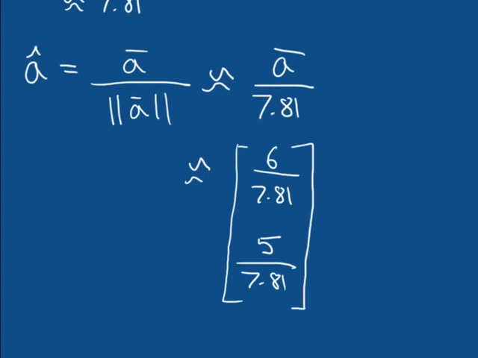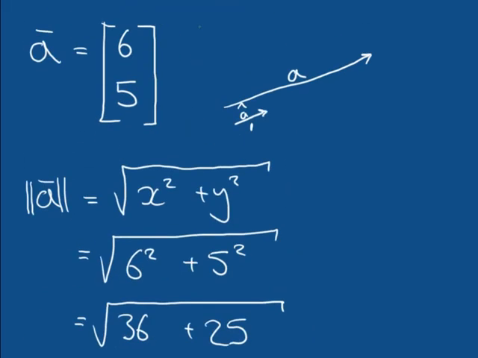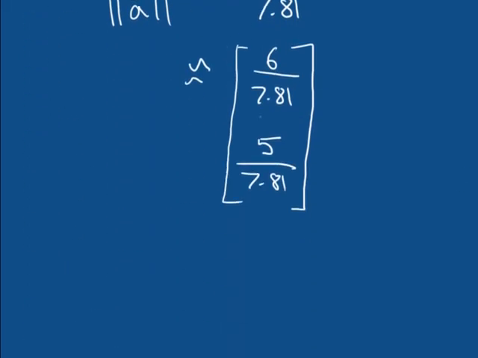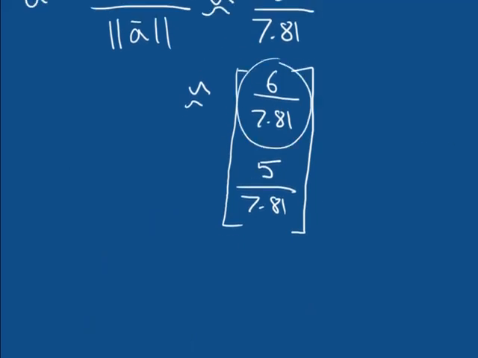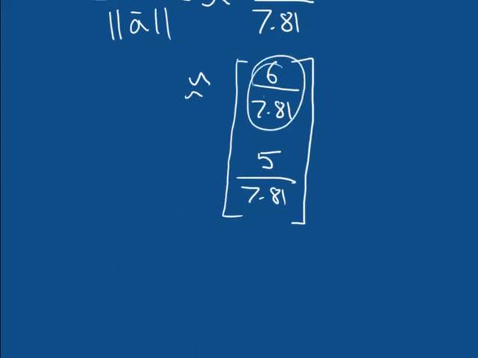So again, we originally had an x component of 6. We've divided that by the length of the vector to generate the new x component of our unit vector. We had a y component of 5. We've divided that by the length of our original vector to get the new y component of our unit vector. So this is our unit vector approximately. And again, I'm going to use a calculator to work these out to rough values.